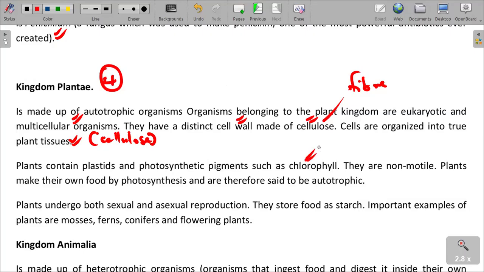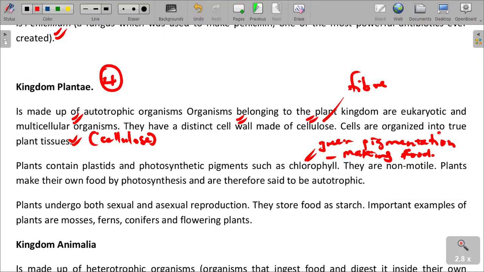The green pigmentation on vegetation, which is also responsible for what? For making food. Making food for what? For vegetation. Vegetation makes food through what? Through the green pigmentation, which is on the leaves.